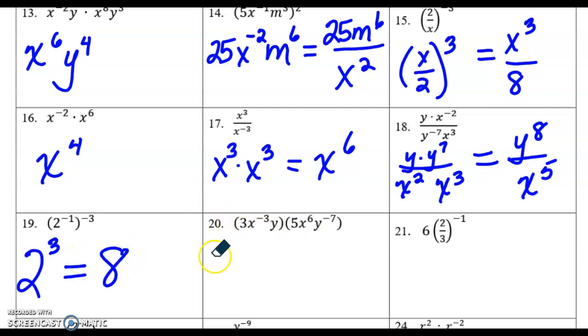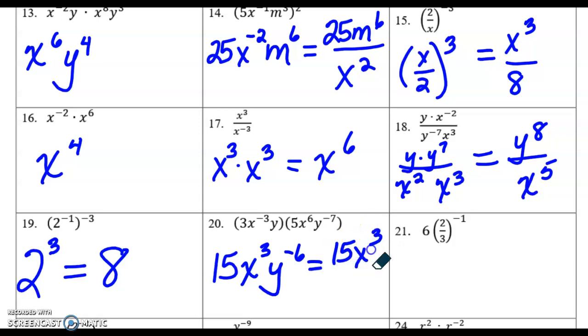In this problem, the coefficients multiply to give you 15. And then you're going to add the exponents because it's multiplication. You get x to the 3rd, y to the -6, because remember there's a 1 there. Then that y's got to move. Not the 15, not the x to the 3rd, just the y to the 6th because it was the one that was negative.